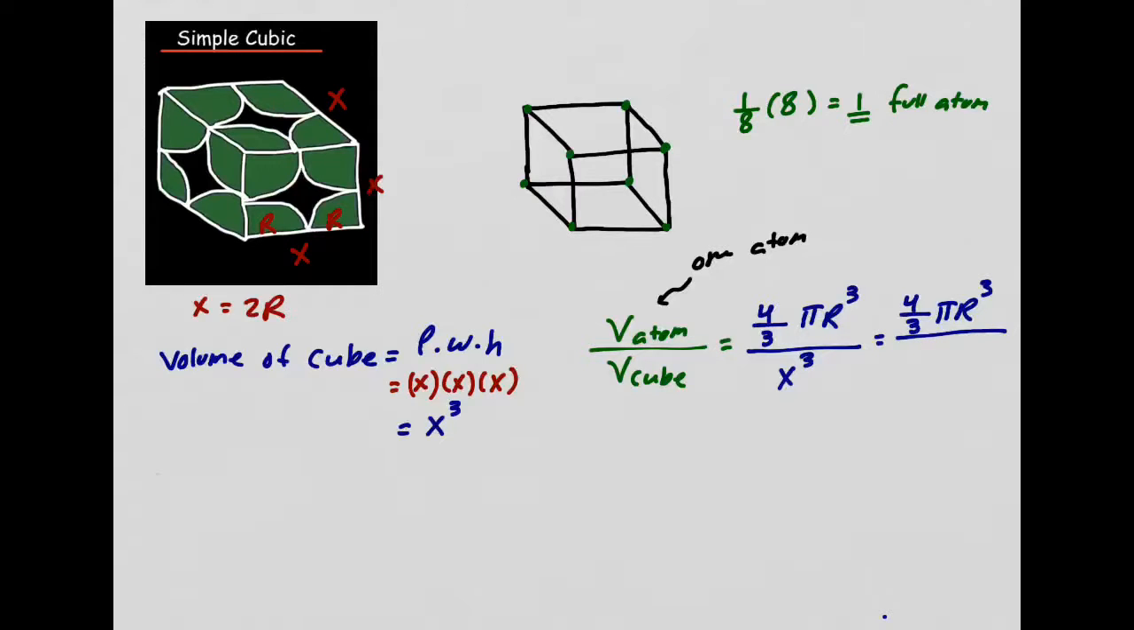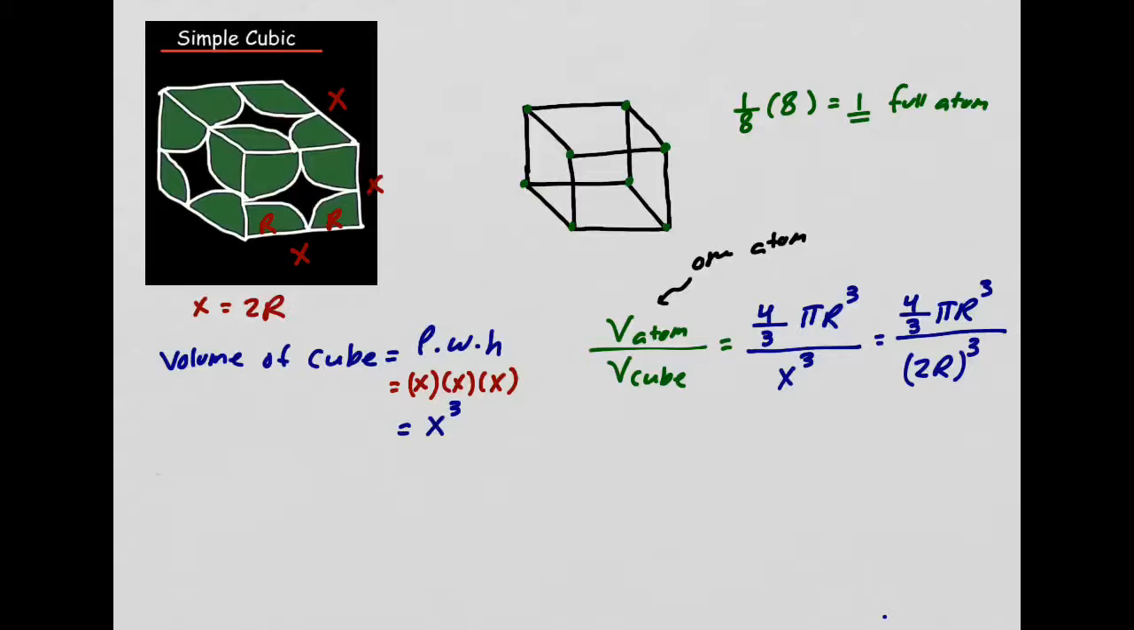Now, we know what x is. Each x is 2r. So, I'm going to write down 2r and then cube it. I'm going to mention this again to make sure I haven't lost anyone. The volume of the cube is x cubed because it's length times width times height. But I know that each x is 2r, so instead of x, I'm just going to put 2r and then cube it. Yeah? Okay.